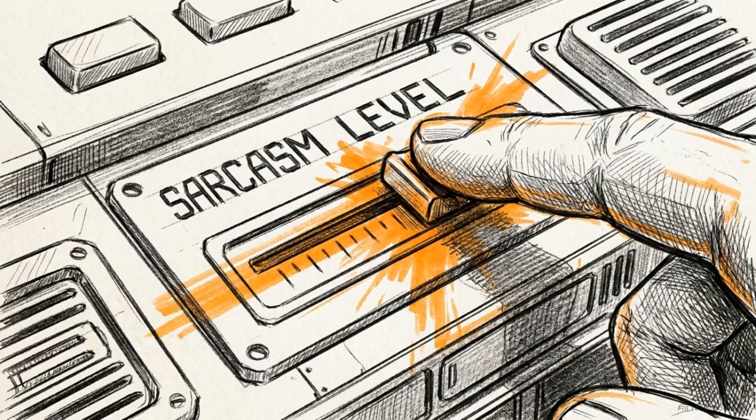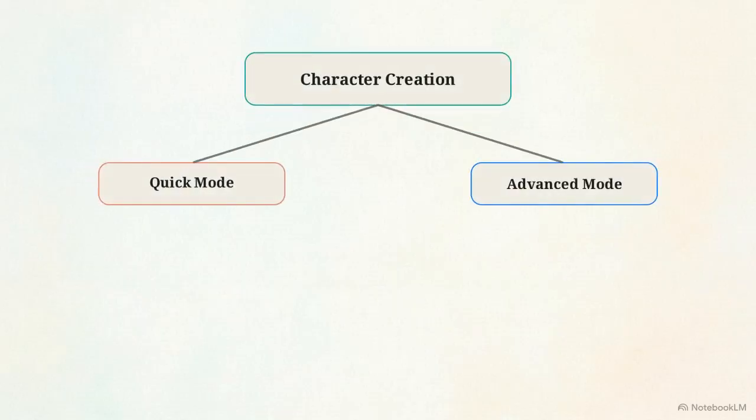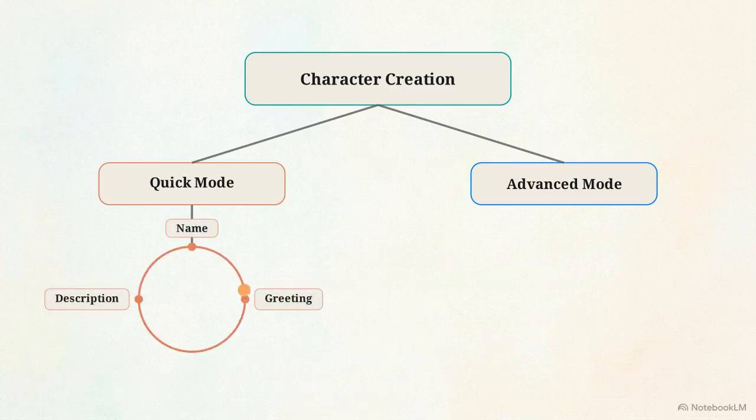Taking control of these settings allows you to customize how the AI processes and generates its personality. To start the configuration, open the platform and click the Create button at the top of the interface. You'll see a choice between Quick Mode and Advanced Mode. Quick Mode uses templates that limit control. Select Advanced Mode for detailed character logic.